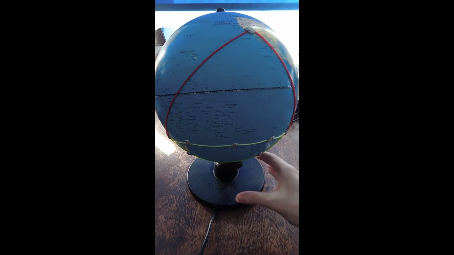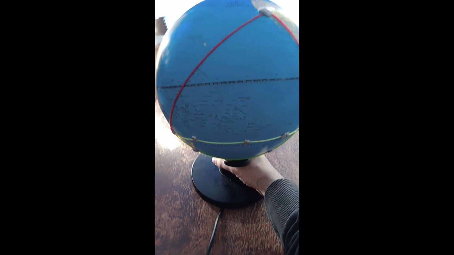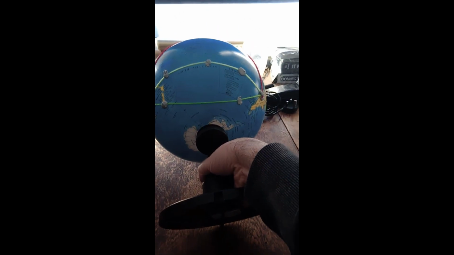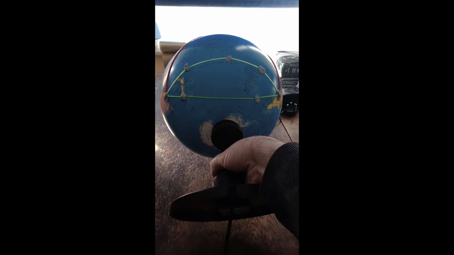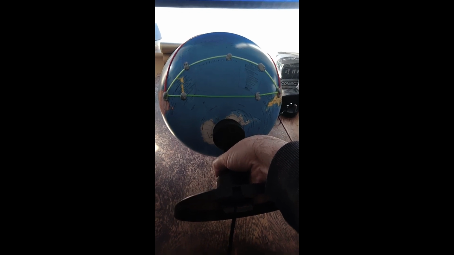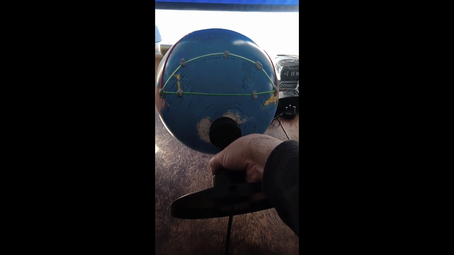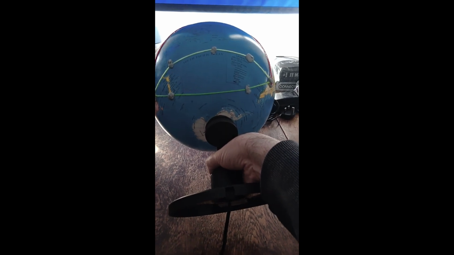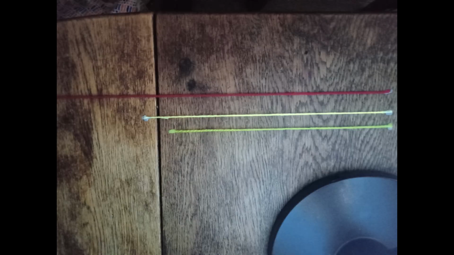If you doubt that, allow me to just tilt my globe a bit. And there you can see it. That's a fairly straight looking line across there. And that's why we use Great Circle routes. And these are the strings that I used. As you can see, the red string going off the frame.